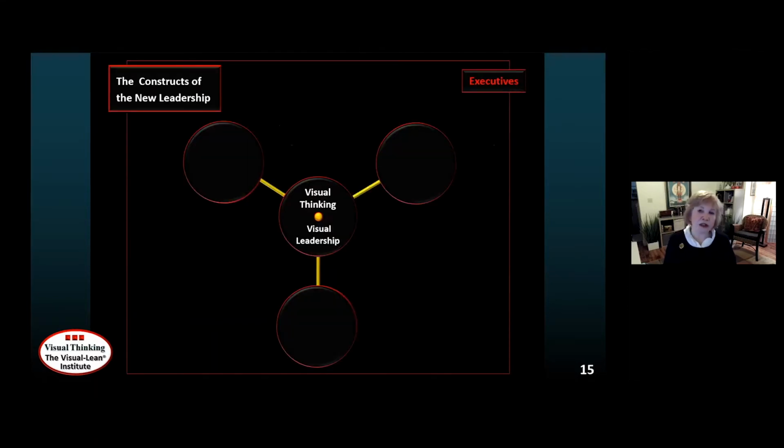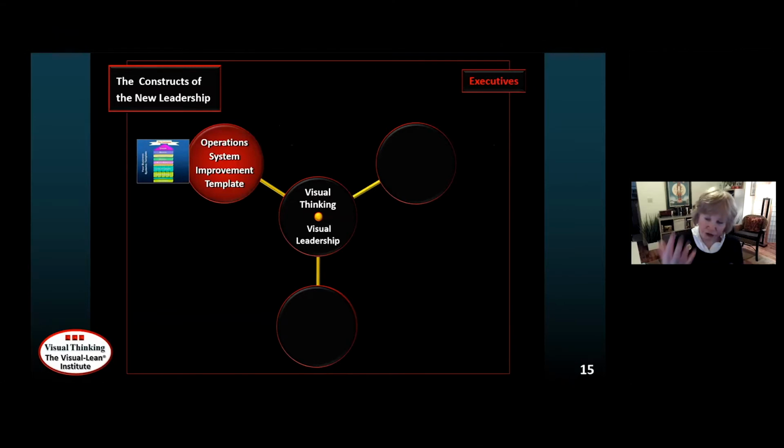Here are the constructs for executives. If we have time, then we can glance at the constructs for supervisors and managers, which are different. But there are three constructs. The first one is something that I call the OSIT. It is a formulation of the Toyota Temple, but importantly different. It's dynamic, and in my view, it is thorough.